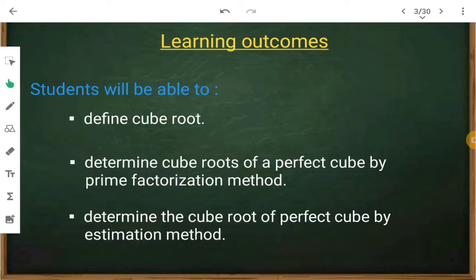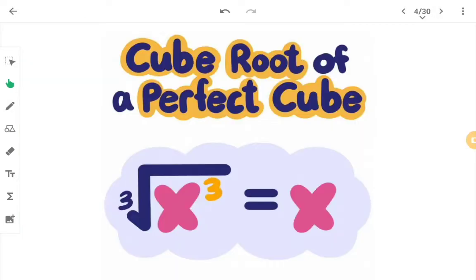At the end of the session, students, you will be able to define cube roots, determine cube roots of a perfect cube by the prime factorization method, and determine the cube root of a perfect cube by the estimation method. Yes, cube root of a perfect cube. This we call a cube root, that is, which number is multiplied thrice to get the perfect cube.